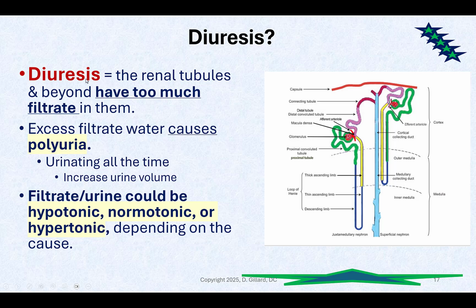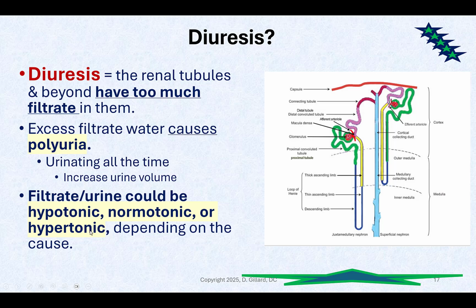And it depends on the cause of the diuresis. We'll look at different types. But the filtrate, even though you have diuresis, you're peeing too much. It could be a hypotonic diuresis. It could be a normotonic. What do you think that means, normo? The relationship between salt and water in the urine is perfect. It's in perfect harmony, perfect homeostasis.